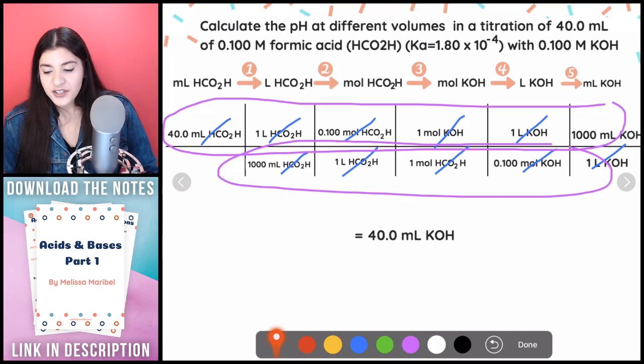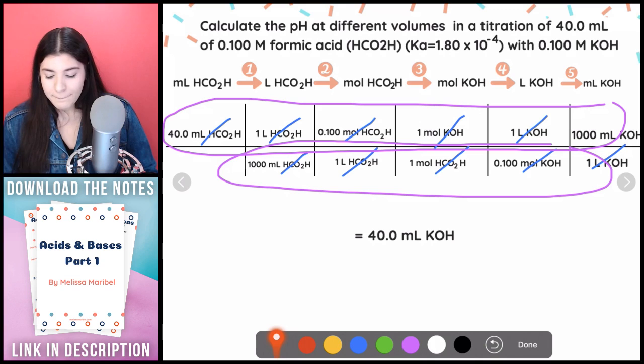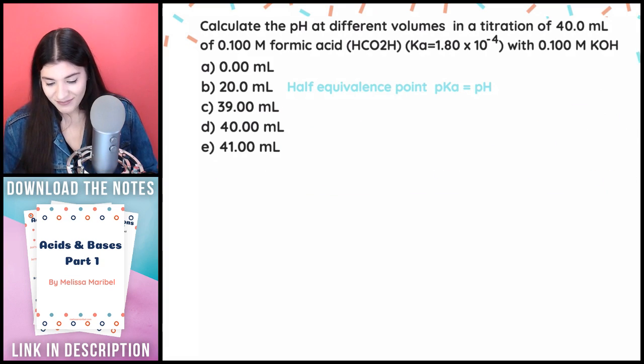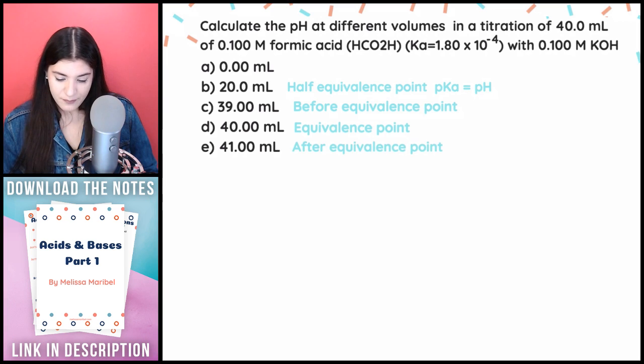Okay, so our equivalence point is when we titrate 40 milliliters of KOH. That's when we actually reach the equivalence point, meaning the reaction is neutral. Okay, so that's what we're going to look at. Let's go back to the question. So we're going to have something known as, and actually, let me just put them all up. There we go.